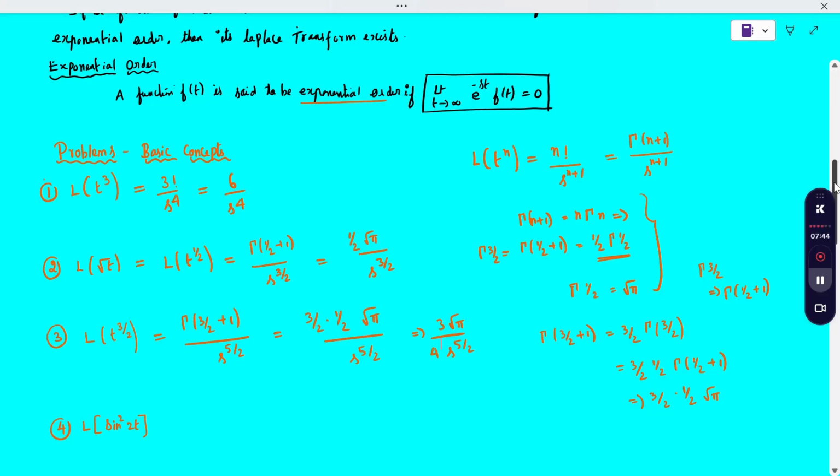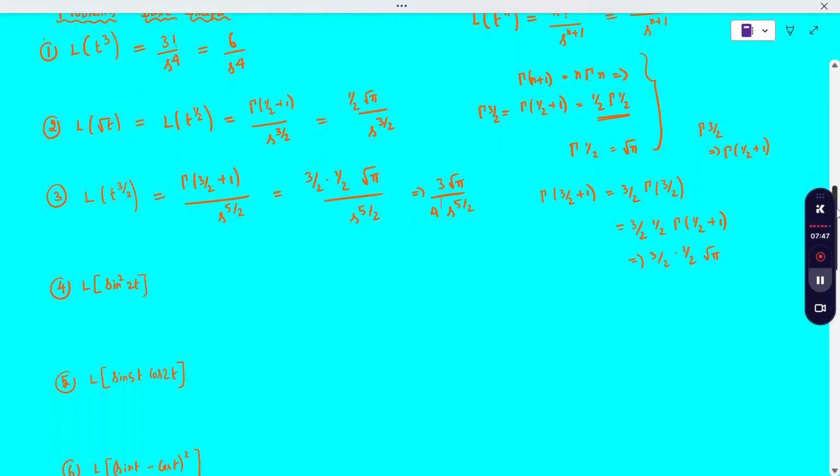Now the next problem, a very simple one-step problem that I have taken so that you can easily understand the concept of the Laplace transform. Now L of sine square 2t. Sine square t, what is the formula? Check in my formula video. Sine squared t formula is 1 minus cos 2t divided by 2. Now for sine square 2t, it is 1 minus cos 4t divided by 2.